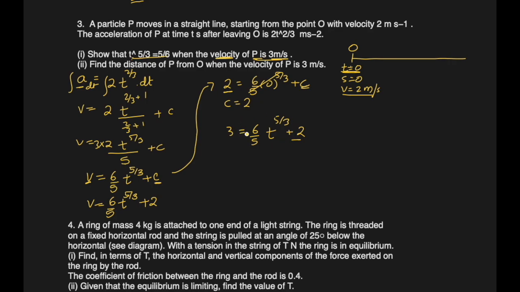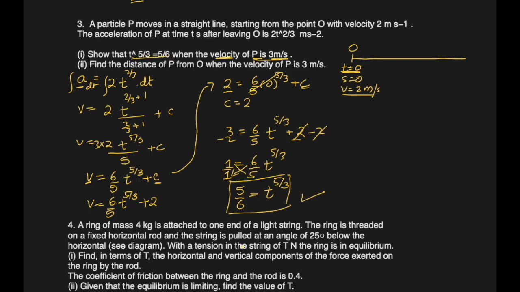So 3 is equal to 6/5 t to the power 5/3 plus 2. This plus 2 I'll take to the other side by subtracting 2, and I'll subtract 2 here also, cancelled. 3 minus 2 is 1, equal to 6/5 t to the power 5/3. Keep t to the power 5/3 here and cross multiply. 5 will multiply with 1 and 6 will multiply with the denominator, which is an invisible 1. And voila, that's what they wanted: t to the power 5/3 is equal to 5/6.